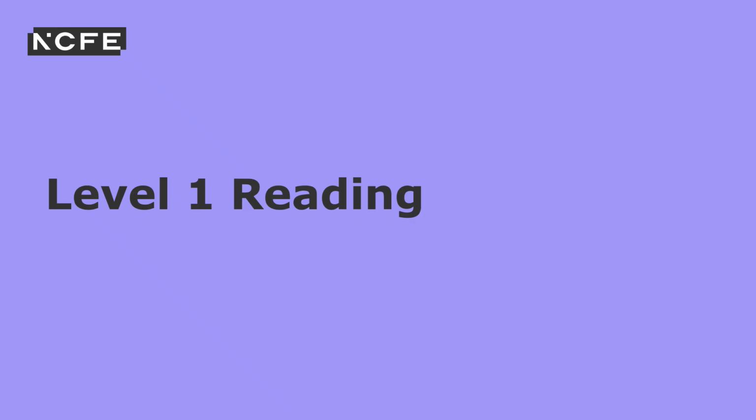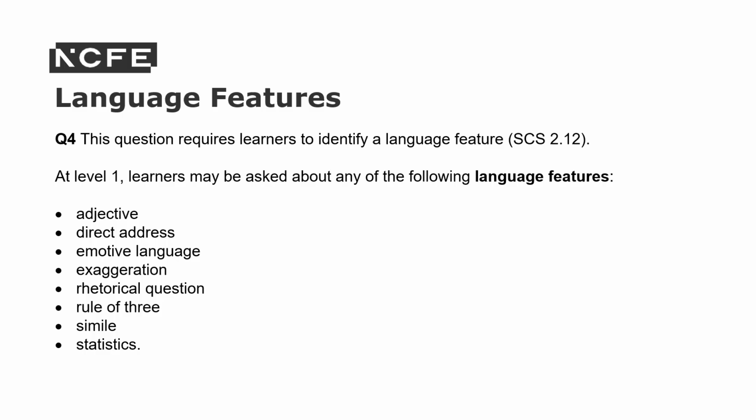So before we have a look at the mark scheme and exam paper, we're going to start with looking at some specific questions such as language and organisational features for Level 1 and what learners are expected to know. So starting with question 4, this question requires learners to identify a language feature. At Level 1, learners may be asked about any of the following language features: adjective, direct address, emotive language, exaggeration, rhetorical question, rule of 3, simile, statistics.